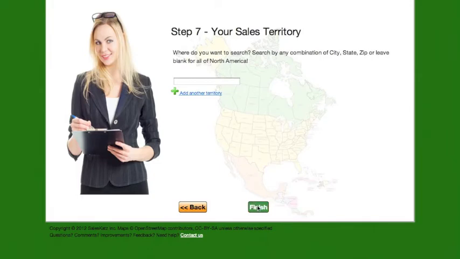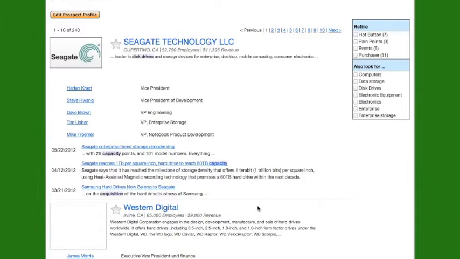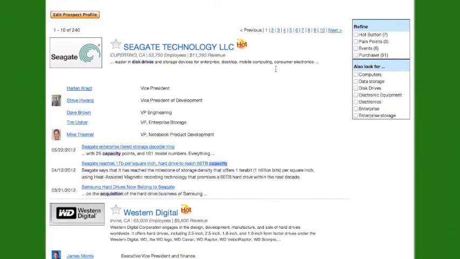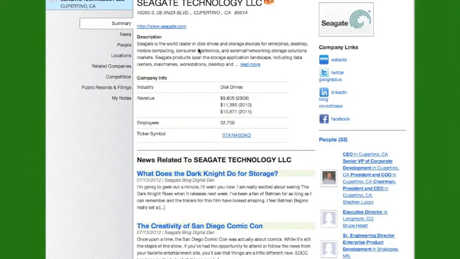Based on my criteria, SalesKatz identifies several opportunities. You'll notice a hot button on a few of them. The hot button is a high opportunity target. SalesKatz has found a company that has critical business issues that I can solve. Now I have a legitimate business reason to engage Seagate Technologies.